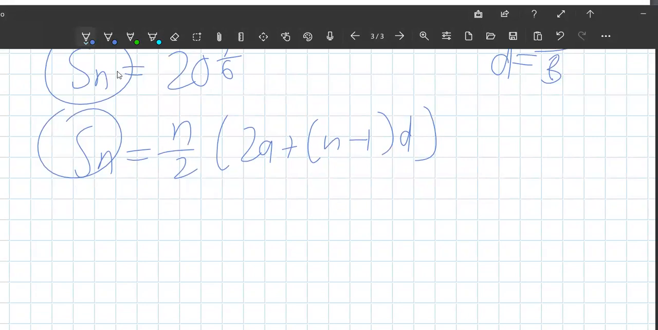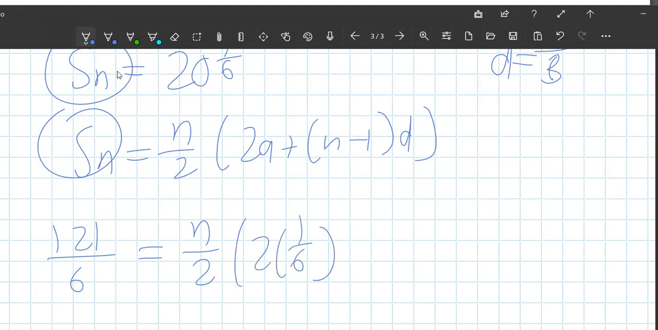Let's just check that, 20 plus 1/6 on the calculator. Yes, 121 over 6 is equal to n over 2. Our a value was our first term, which is a sixth. We don't yet know what n is. That's what we're trying to figure out. And we know that our d is a third.